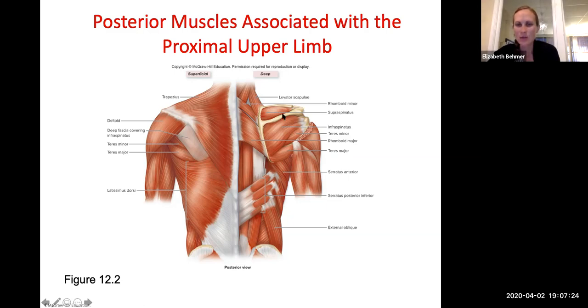I'm trying to focus on ones that are in your lab list. The supraspinatus and the infraspinatus muscles lie in the supraspinous and infraspinous fossa on the scapula. So supraspinatus is superior to the spine, infraspinatus is inferior to the spine. Right underneath your infraspinatus, you see a teres minor muscle, which is peeking out, and then the teres major muscle is further below that. So these are all muscles that are attached to the scapula.